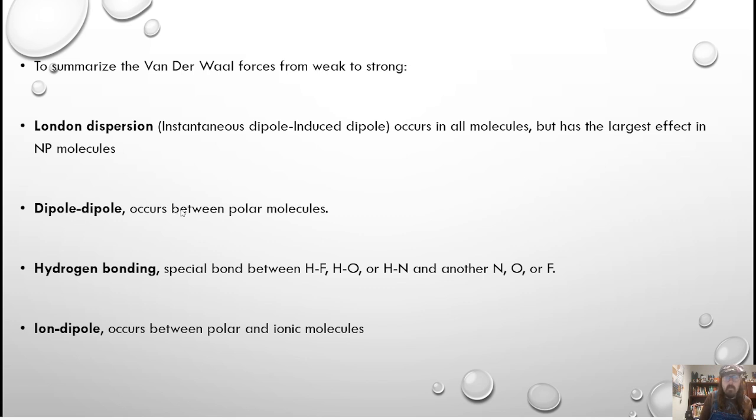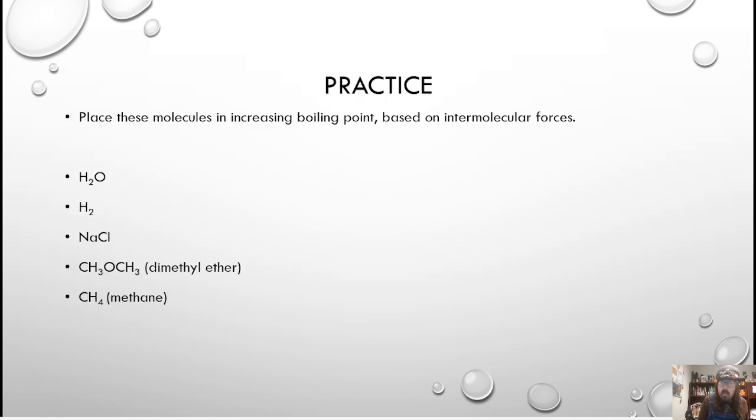Dipole-dipole forces, which occur between polar molecules. Hydrogen bonding, which is a special type of dipole-dipole that has a condition of you need an HF, HO, or HN. But once you have that, they can bond with any other O, N, or F. Finally, ion-dipole, which occurs between ionic molecules and polar molecules. So we'll end this video by giving a quick practice of identifying the intermolecular forces and predicting their boiling points.